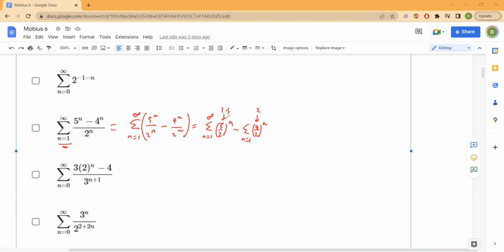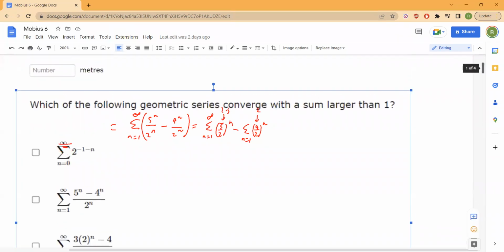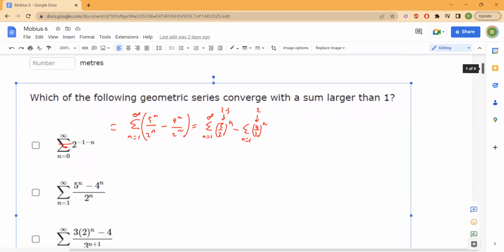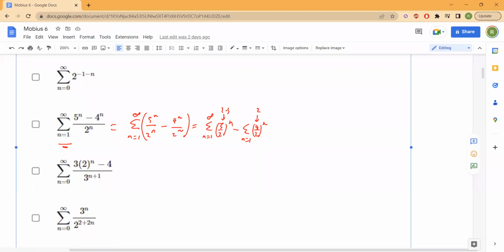So what we know then is that these series will not converge at all. And therefore we know that because they don't converge, the question asks which of the following series converge with a sum larger than 1. So because the series doesn't converge, we can just say that that's wrong as well. Okay, so then we move on to this one.